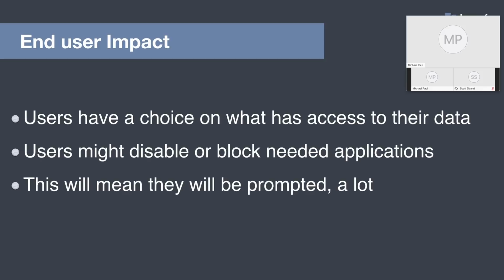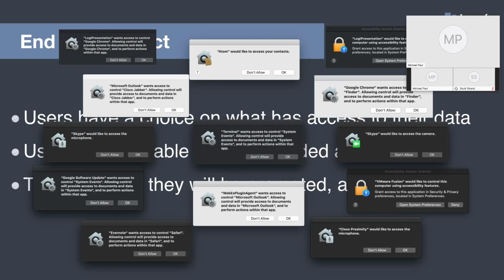So, what does that mean to our end users? Well, it means users have a choice on what has access. They are literally going to be prompted to what they want to grant access to. It also means users might disable or block needed applications that you need for your organization. This will also mean they will be prompted a lot. As you can see by these little prompts on the screen here, all of these are essentially saying this application would like to have access to this other application or this service on your system. Now, we see a lot of okay and don't allow. So this is allowing your end users to do that. This is all about end user enablement.